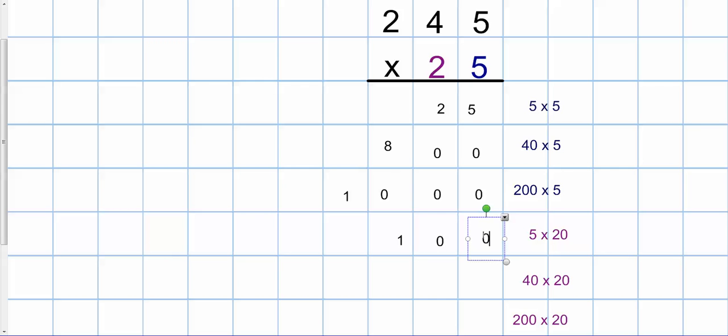Now this multiplication is awfully similar to what you did when we estimated products, when we did our estimating a product. So 4 times 40 is 800, or 2 times 40 is 800. And then 200 times 20 would be 4,000.